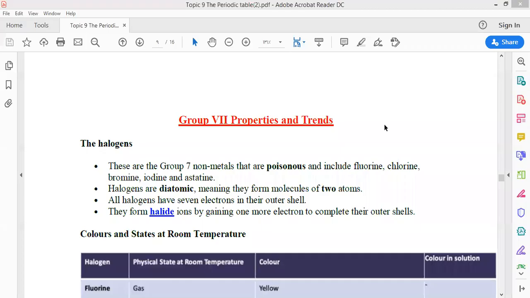Bismillah ar-Rahman ar-Rahim. Today, inshallah, we will talk about group number 7 in the periodic table.